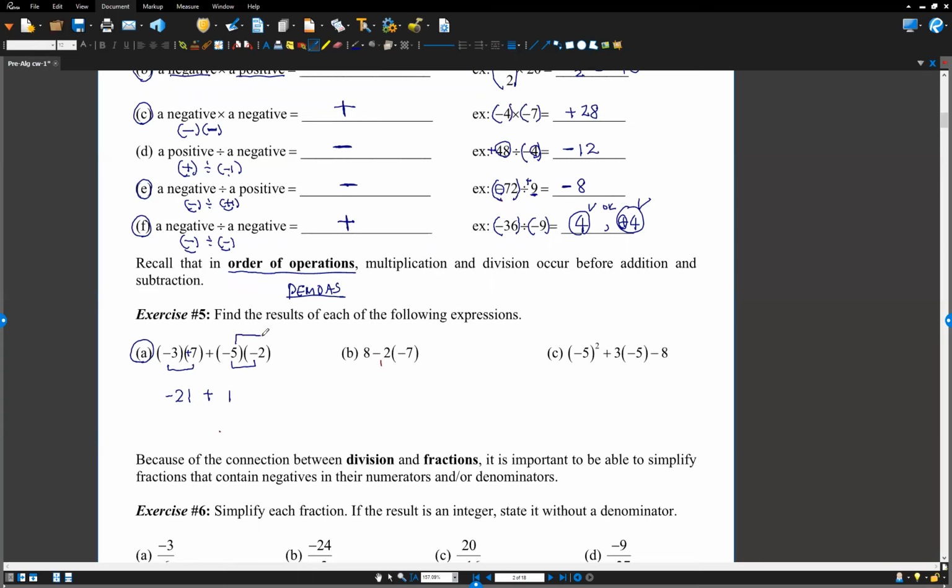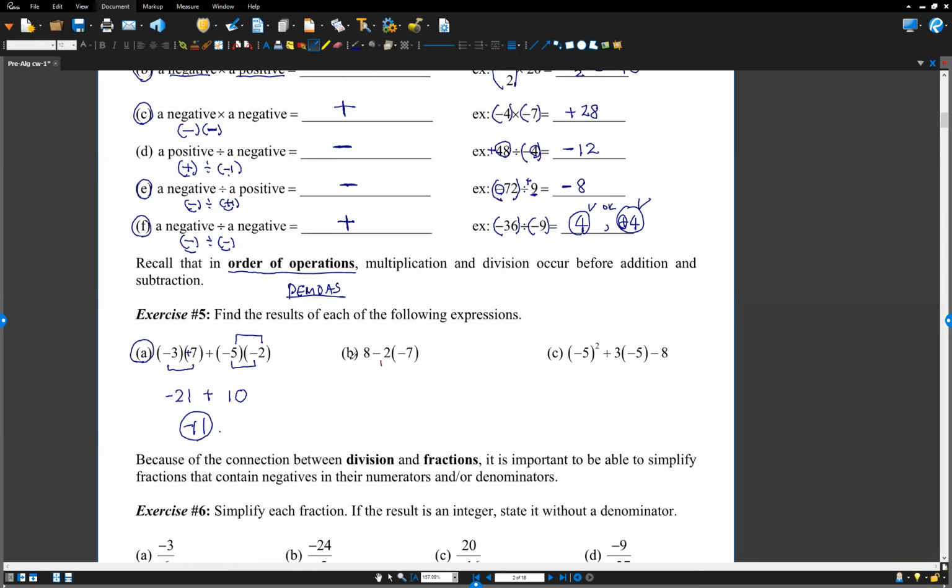Positive 5 times 2 is how much? Positive 10. Okay, after that, now you can add these two. What's the answer? Negative 21 plus 10 is negative 11. Perfect. Negative number is more, right? So 10 is out, 11 is still left, negative number. Excellent. That's the answer.